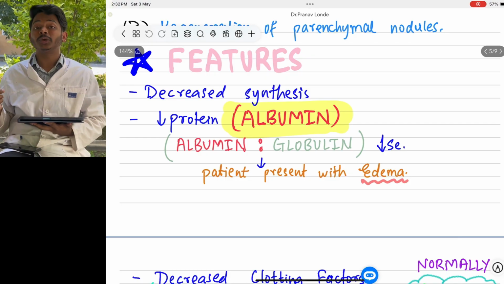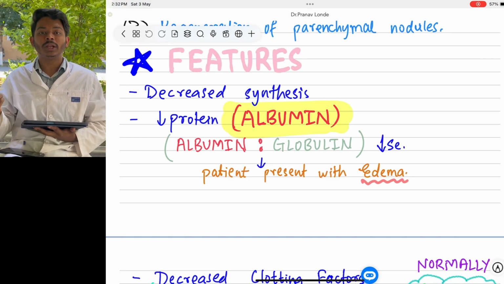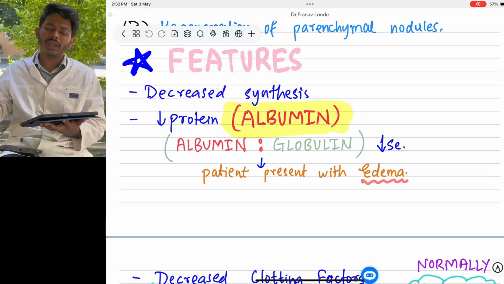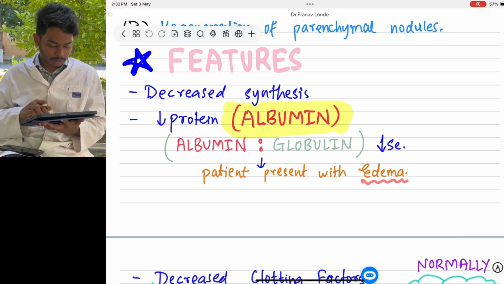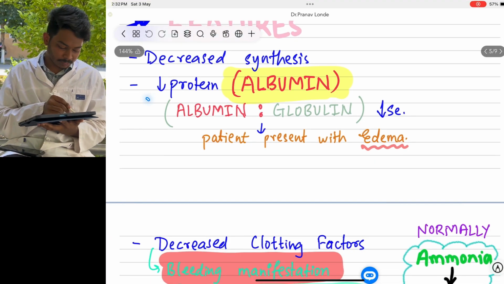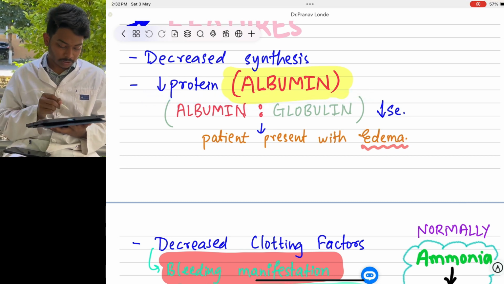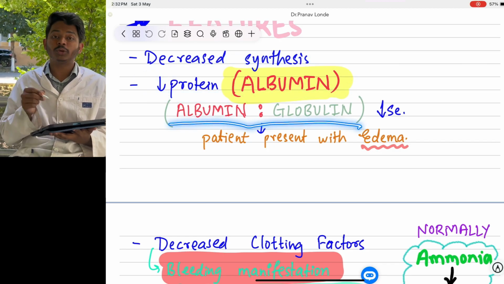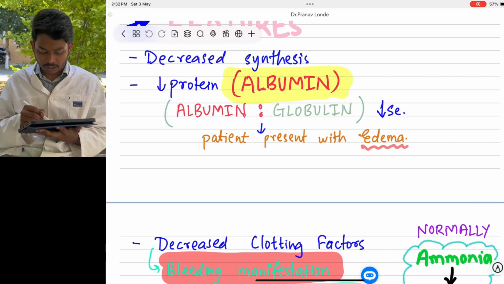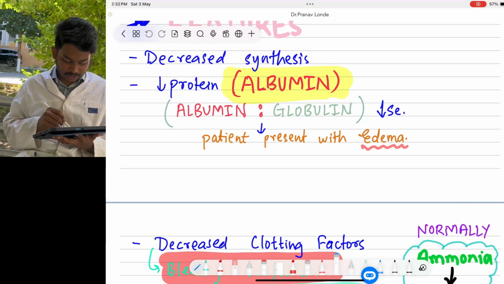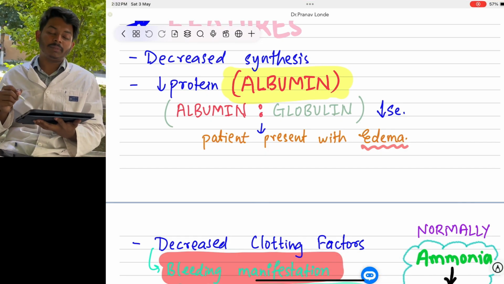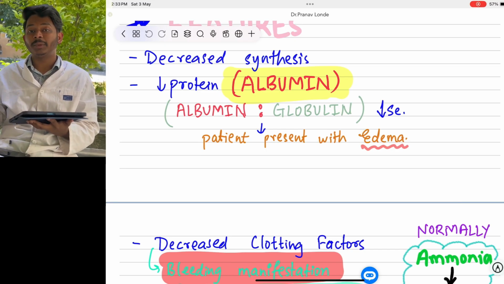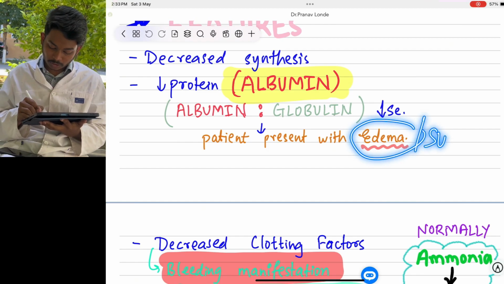What happens? In cirrhosis there will be damage to the liver. So what will happen? There will be an overall decrease in the synthesis. I have written here, there will be decrease in synthesis of everything, whatever, like enzymes, vitamins and all. Next there will be decrease in the protein. Which protein? Albumin. Due to this decrease in albumin, the albumin globulin ratio also decreases. Same, if albumin level goes down, then globulin level also goes down. As simple as that. Next, due to deficiency or absence of albumin, the patient will present with edema, or we can call it swelling.